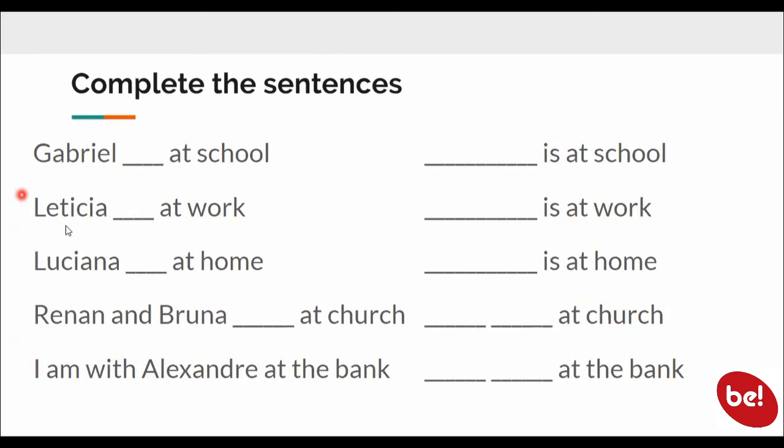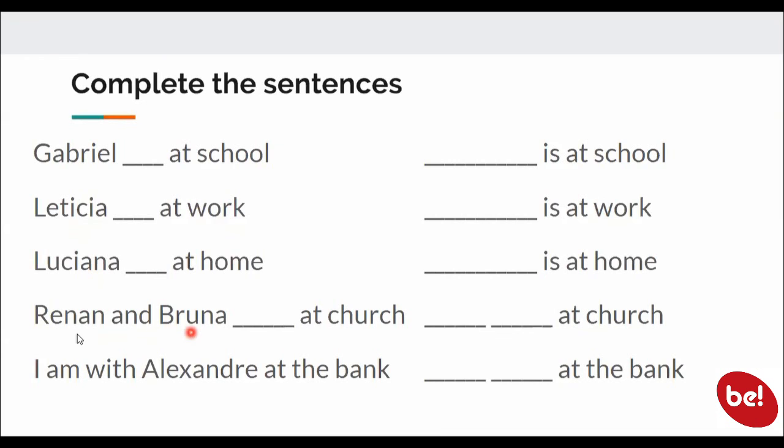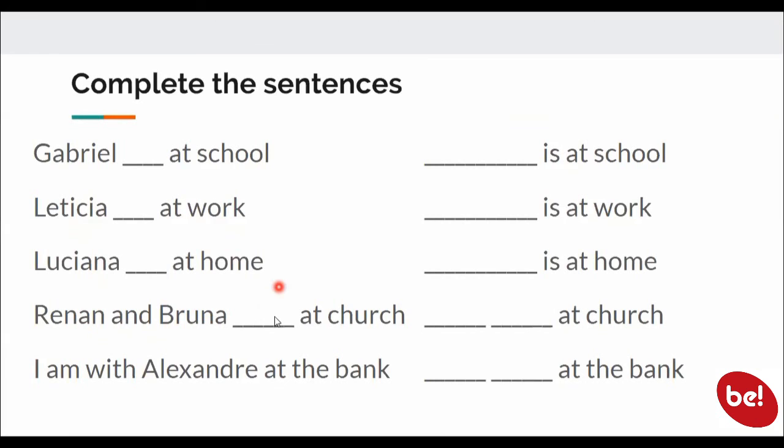Leticia, same thing. Leticia, she's feminine, third person singular. So Leticia is at work. Same for Luciana. Luciana is at home. Now, Hina and Bruna, two people. So this is plural. We're talking about two other people, not including myself. So we use they, two people plural, and are. So Hina and Bruna are at church.